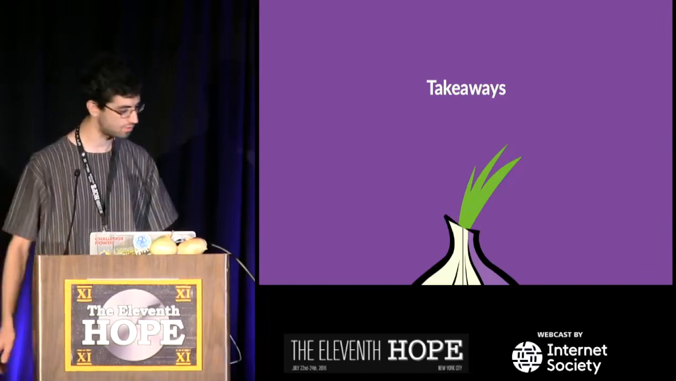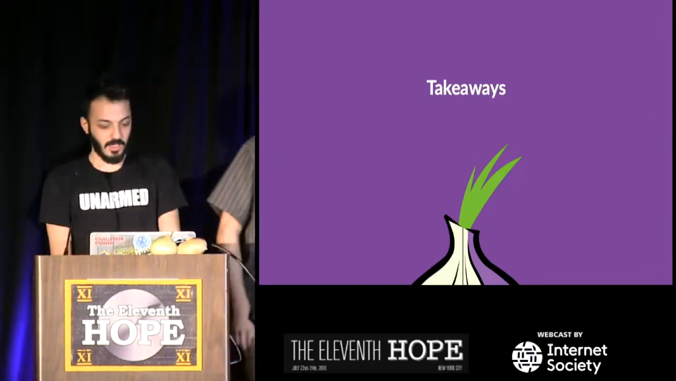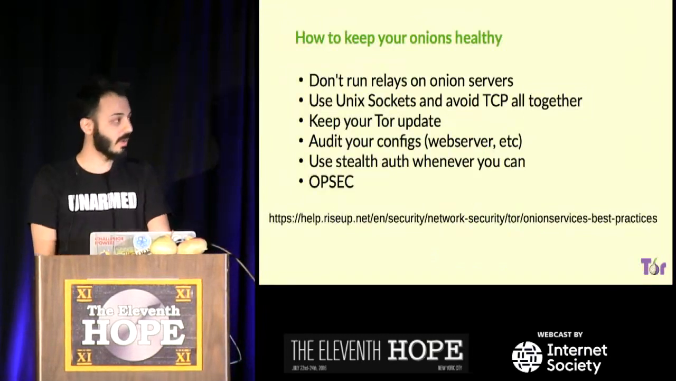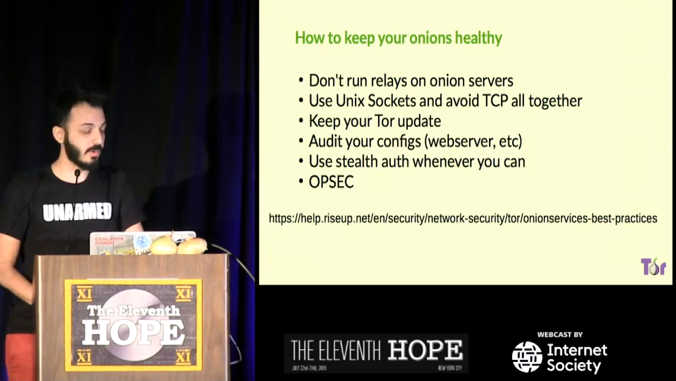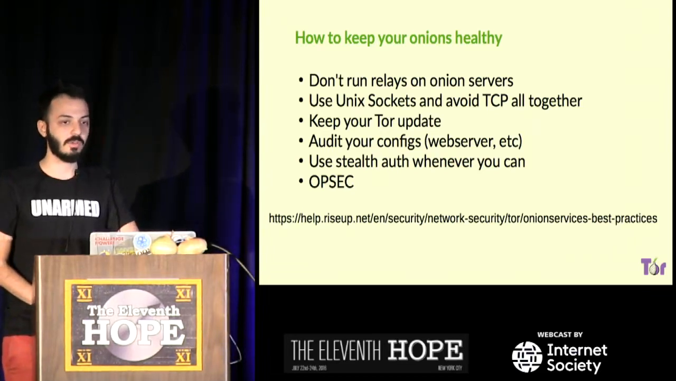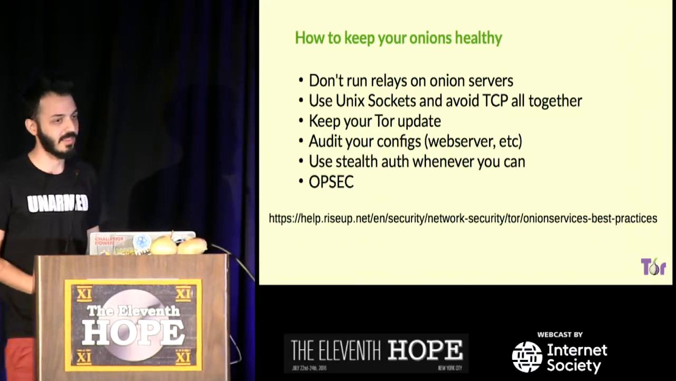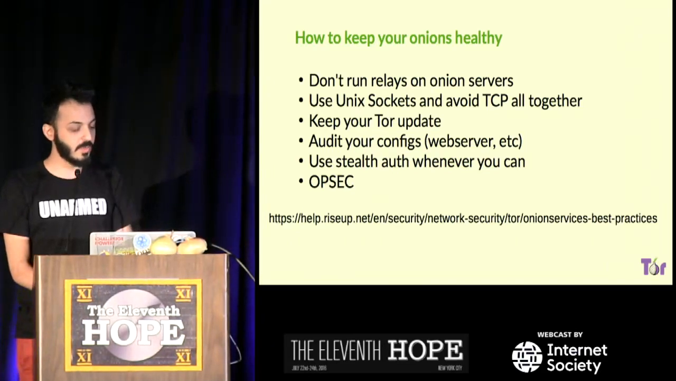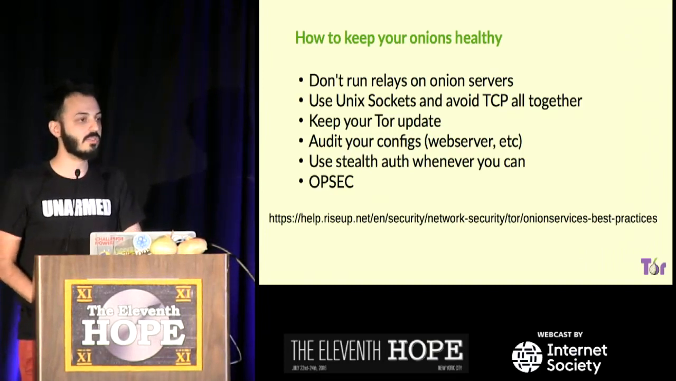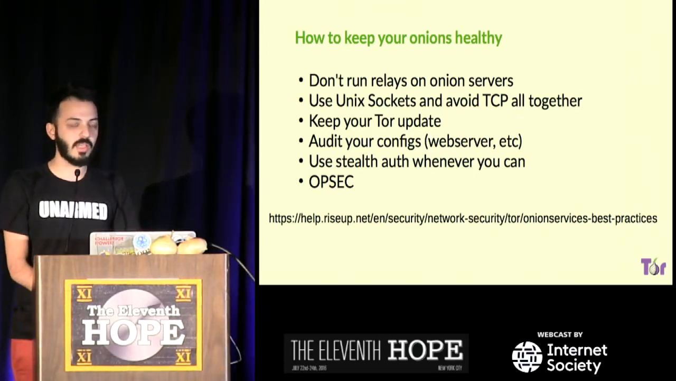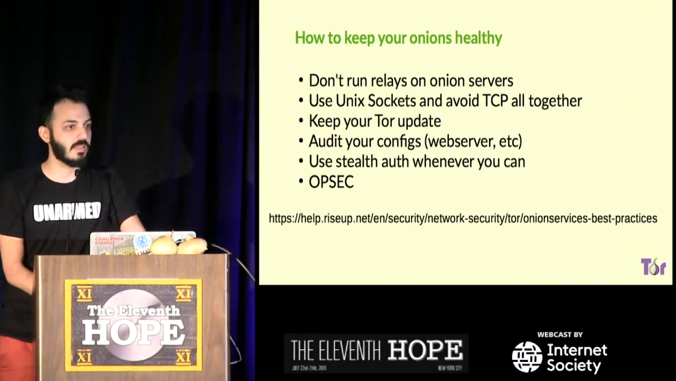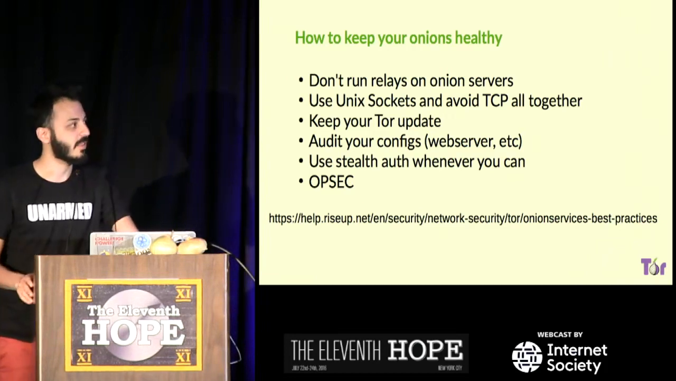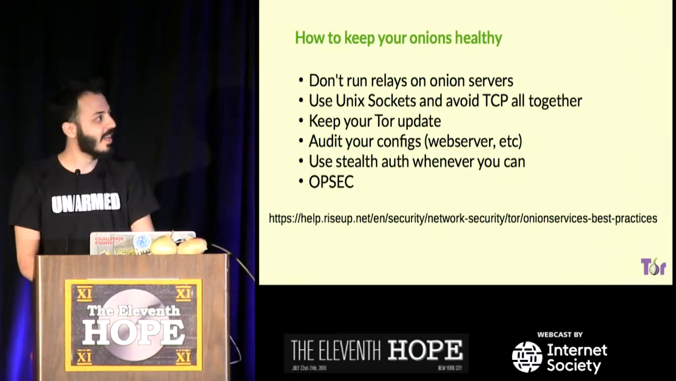We're reaching the final stage of this talk with the takeaways. All right. So here are some of the tips to keep your onion addresses safe and secure. First of all, don't run relays if you're running an onion address. If you run a relay, it basically reveals your onion address. Use Unix sockets whenever you can to avoid TCP connections altogether. It's amazing security. Keep your Tor up to date. Just don't run an ancient Tor version and expect the recent security. It's not gonna happen.